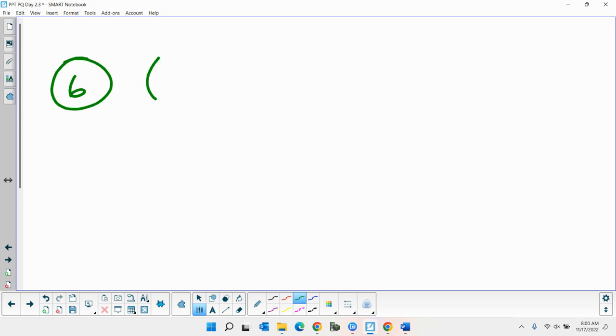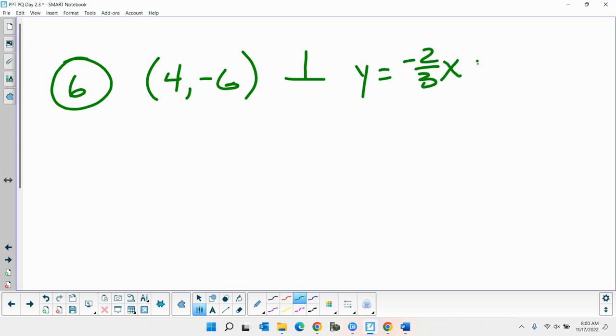So I gave you a point. I gave you an equation, and I said this one was perpendicular. Okay? So all I want from that equation I gave you is the slope, which is negative 2/3. Okay? I want a slope that's perpendicular to that. So I want a positive 3/2. Right? Opposite reciprocal. So flip it, and if it's negative like this, turn it into positive. If it was positive 2/3, our opposite reciprocal would be negative 3/2.